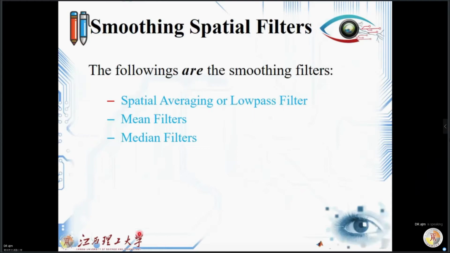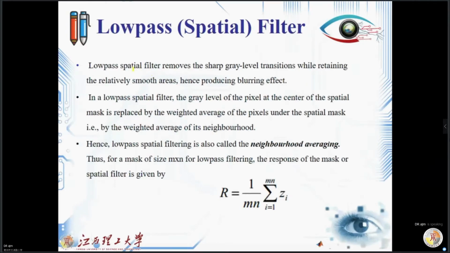Then let us first speak regarding the spatial averaging, or low pass filter, in which we are going to remove the sharp gray level transitions while retaining the relatively smooth areas, hence producing the blurring effect.